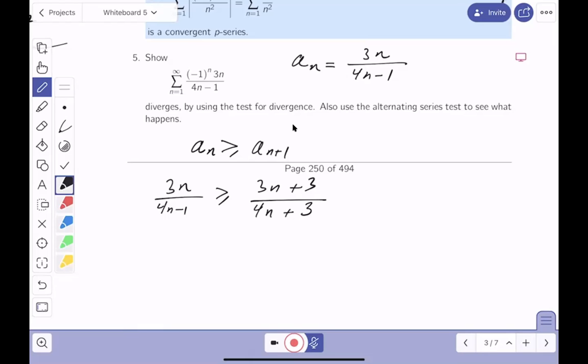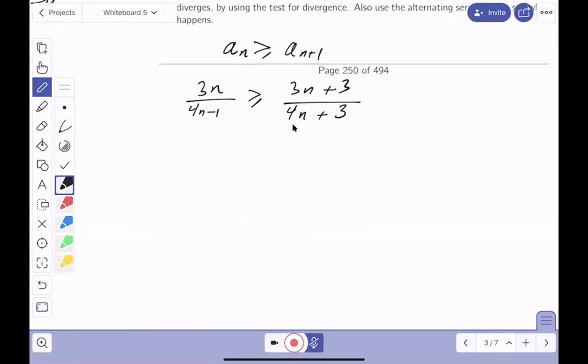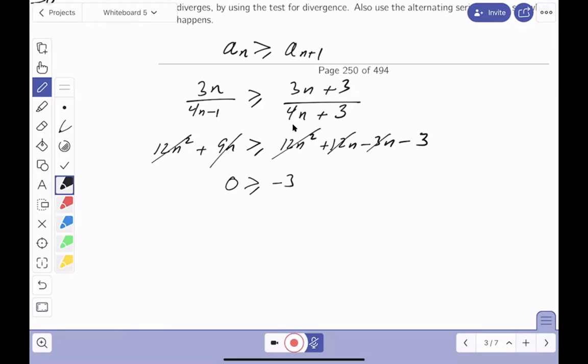Let's see if I did it right. 3N over 4N minus 1. 3 times N plus 1 is 3N plus 3. 4 times N plus 1 is 4N plus 4 minus 1. Looks pretty good. Everything's positive, so I don't have to worry about the signs changing like in Math 119. So it's going to be 12N squared plus 9N. And then I have to do this over here. 4N times 3N is 12N squared. Then I'd get 12N minus 3N minus 3. Well, that's complicated. Take away 12N squared from both sides. 12N minus 3N is 9N, so I take 9N from both sides. And what do you get? You get this over here, and I hope you can agree that's true.